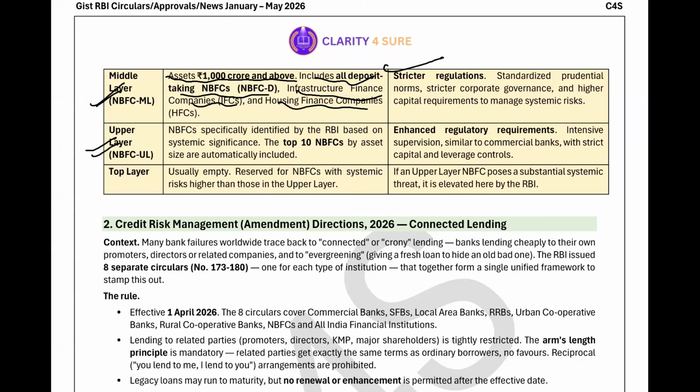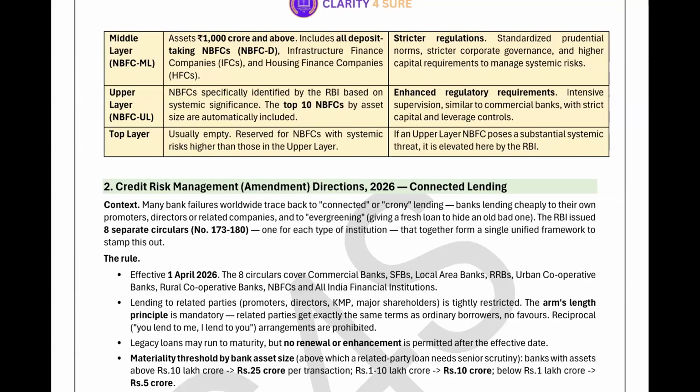Upper layer, that is NBFC upper layer, that is telling about NBFC specially identified by the RBI based on systemic significance. The top 10 NBFC by asset size are automatically included. ठीक है, तो इसमें क्या है? Enhanced regulatory requirement, right? This is all about the first. This is subheading that I have discussed. ठीक है, subheading समझ में? HQIP is clear to everyone. Please be responsive. The HQIP is clear. Those who are coming in the live classes, be responsive so that I can know.